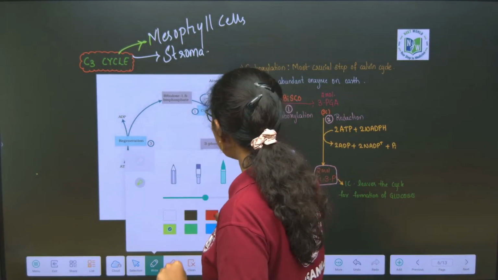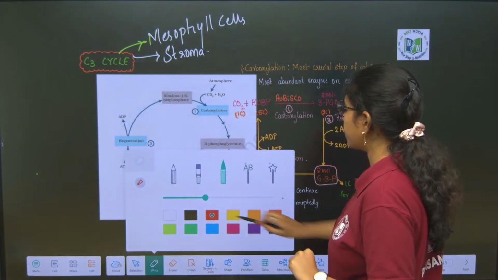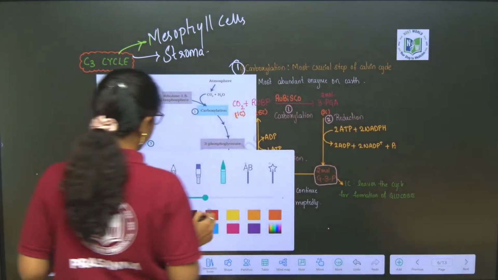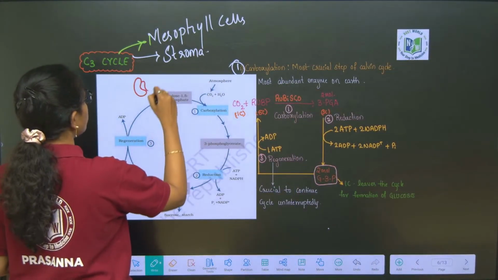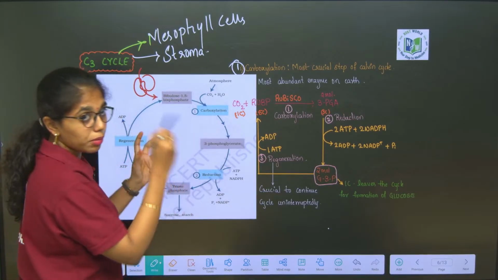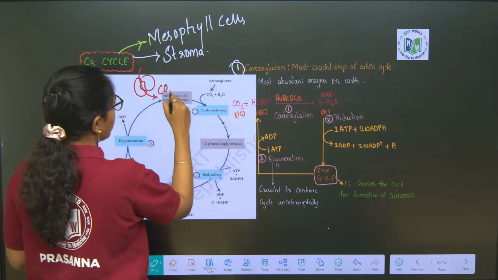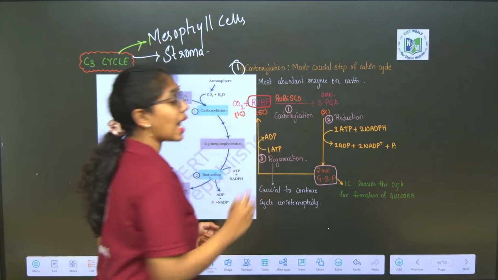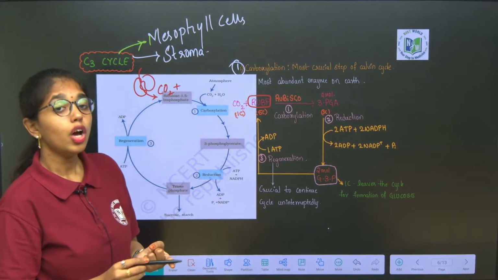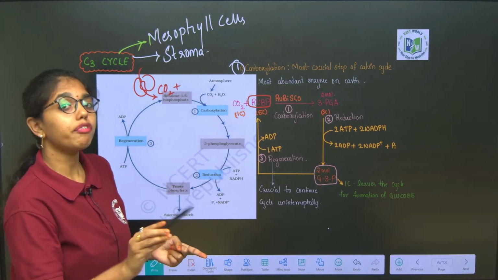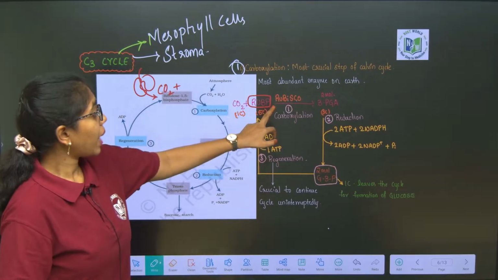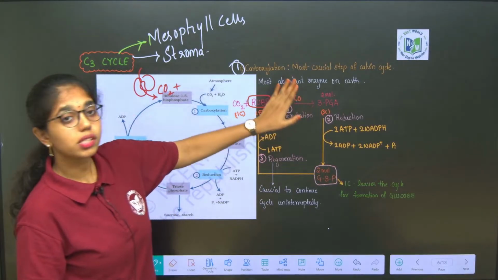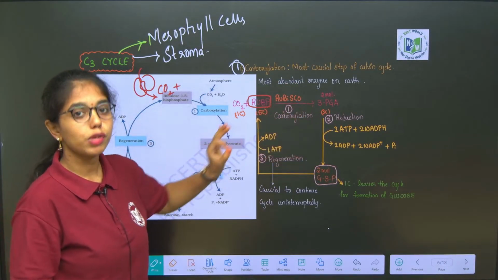Carboxylation, reduction and regeneration. So here, first carboxylation: whenever carbon dioxide enters the mesophyll cell or stroma, this carbon dioxide is primarily accepted by what? The 5-carbon compound, that is RuBP. In the C3 cycle, what is the primary acceptor of carbon dioxide? If that is the question, the primary acceptor is what? RuBP. This is catalyzed by the world's most abundant enzyme, that is rubisco.